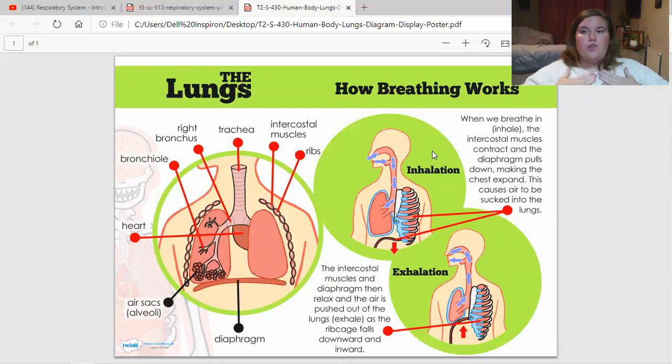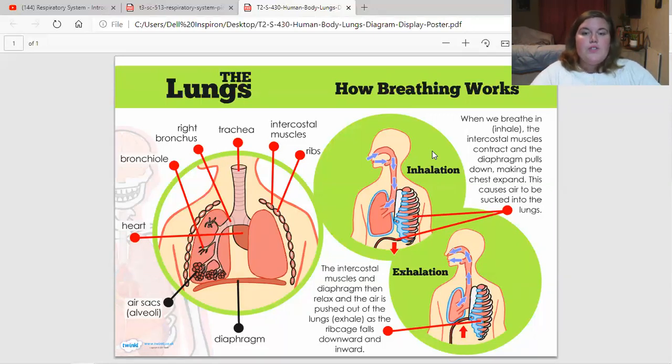So put your hands onto your chest and take a deep breath in. You can feel that your chest is lifting, it's expanding. And now we're going to let that air out. You can feel that your rib cage is falling inwards or downwards because it is letting all the air out. And when this happens, it is exhaling.